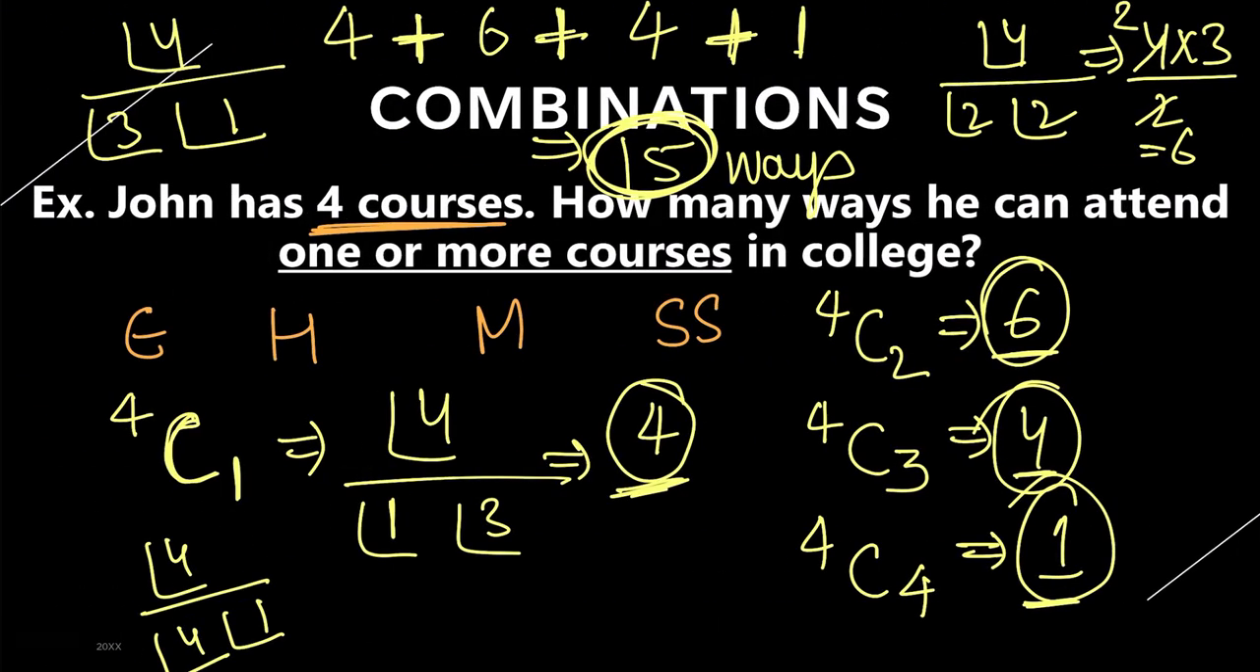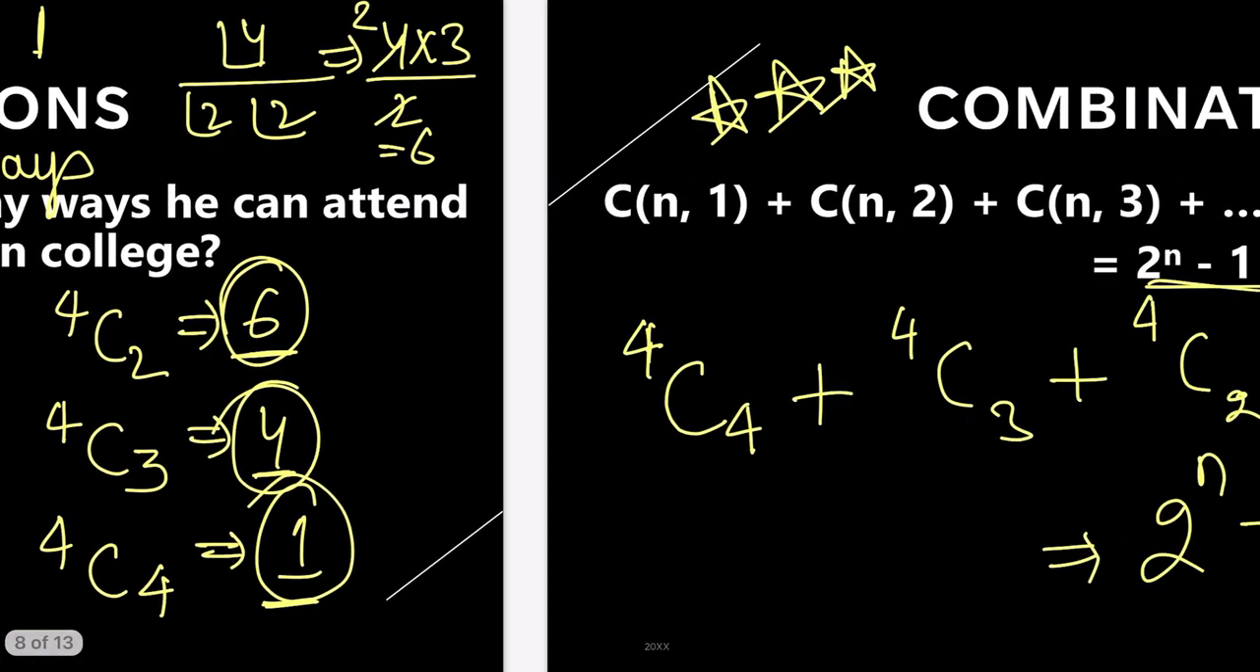So here, John had an option of choosing 4 subjects, right? He can either choose one subject, two subjects, three subjects, or four subjects. His choice. But he has to choose at least one.